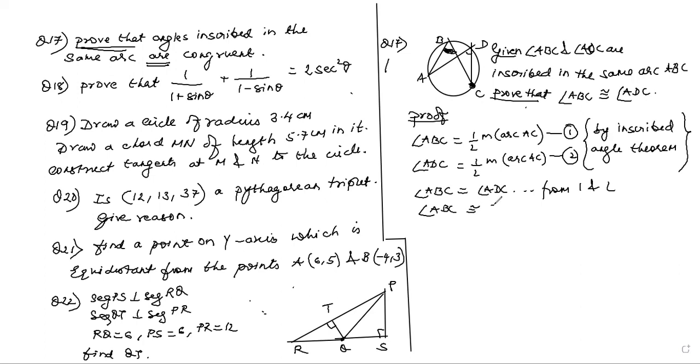So remember, the proof is over. Angles inscribed in the same arc are congruent. Are you getting me? So you have to write like this. Therefore, angles inscribed in the same arc are congruent.